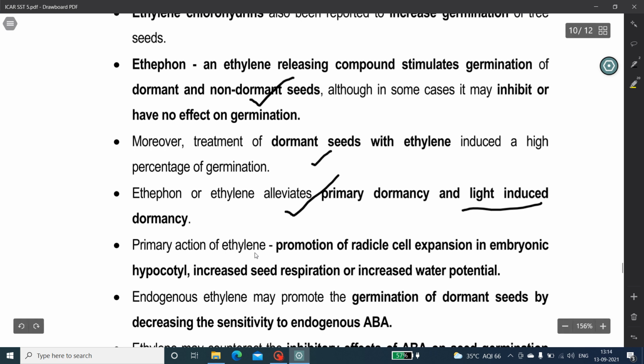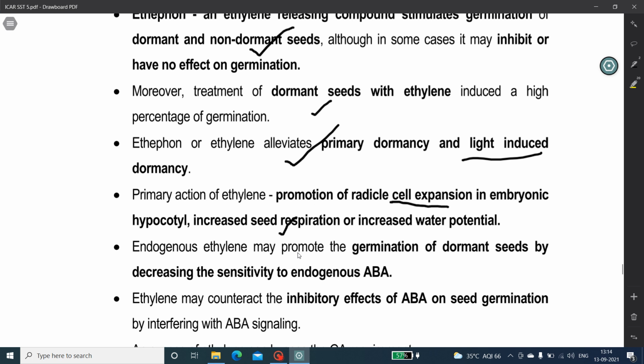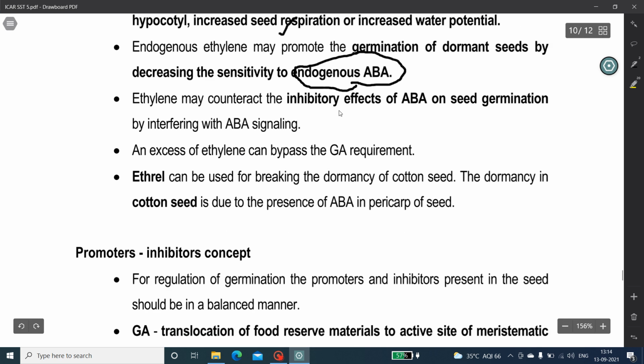The primary action of ethylene is that it promotes radicle cell expansion in the embryonic hypocotyl and increases seed respiration or increases the water potential of the seeds. Apart from this, endogenous ethylene also promotes germination of dormant seeds by decreasing the sensitivity to endogenous abscisic acid. Ethylene also may counteract the inhibitory effect of abscisic acid on seed germination by interfering with the ABA signaling, and excess of ethylene can bypass the GA requirement.